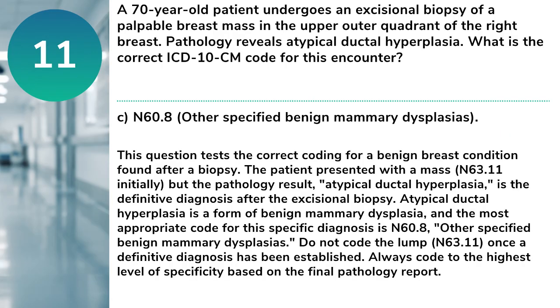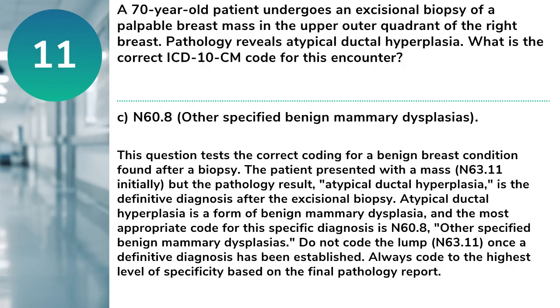Answer. C. N60.8, other specified benign mammary dysplasias. This question tests the correct coding for a benign breast condition found after a biopsy. The patient presented with a mass, N63.11 initially, but the pathology result, atypical ductal hyperplasia, is the definitive diagnosis after the excisional biopsy. Atypical ductal hyperplasia is a form of benign mammary dysplasia, and the most appropriate code for this specific diagnosis is N60.8, other specified benign mammary dysplasias.